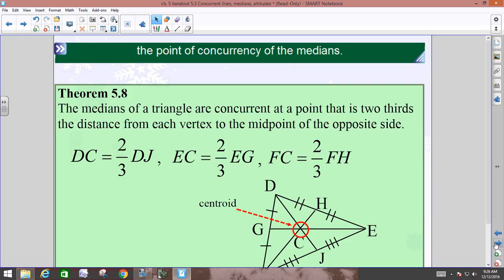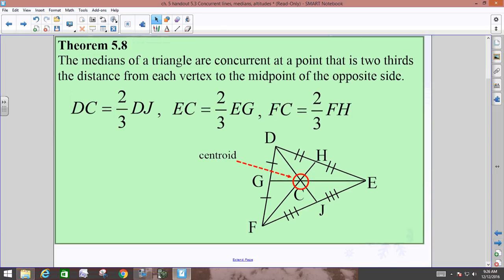There's a theorem that goes with centroids. That's theorem 5-8. It says the medians of a triangle are concurrent at a point that is 2/3 the distance from each vertex to the midpoint of the opposite side. Centroids cut the medians into a 1/3 and a 2/3 section.